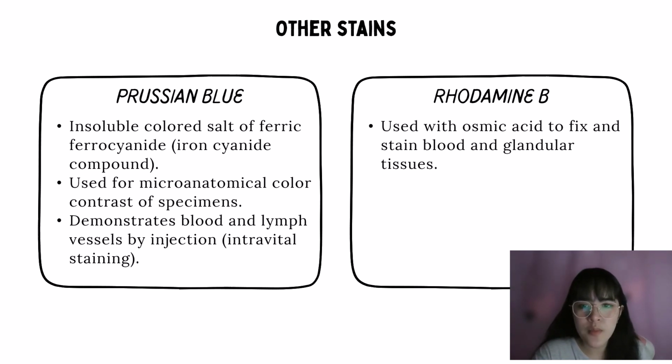It is an insoluble colored salt of ferric ferrocyanide, an iron cyanide compound, normally utilized for the manufacture of paints, but may be used for microanatomical color contrast of specimens and for demonstration of the blood and lymph vessels by injection or intravital staining. Then we also have rhodamine B. It is used with osmic acid to fix and stain blood and glandular tissue.